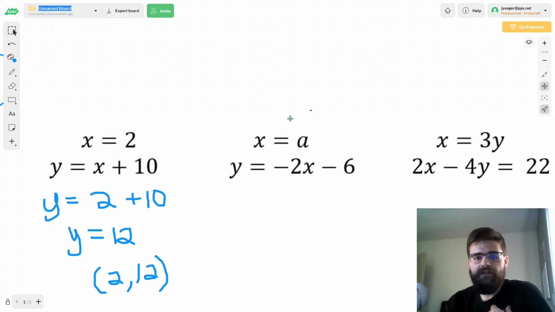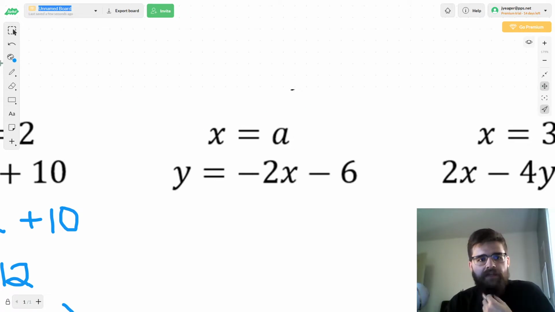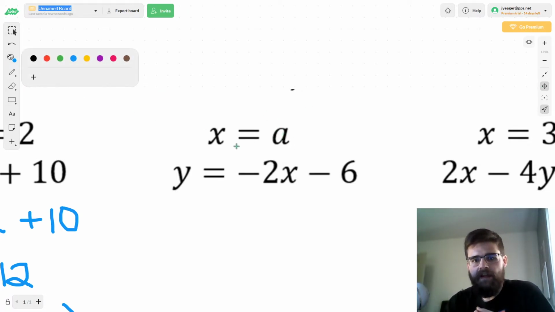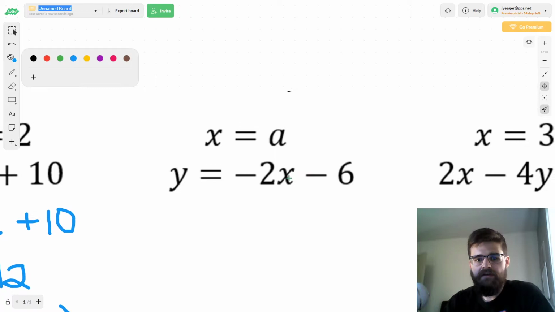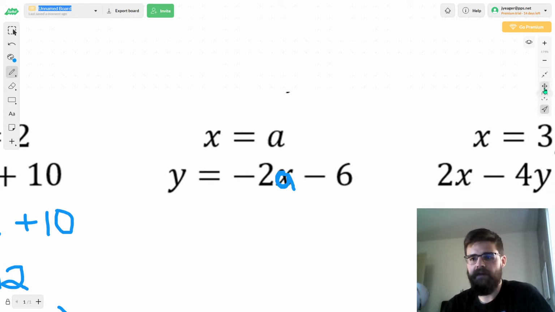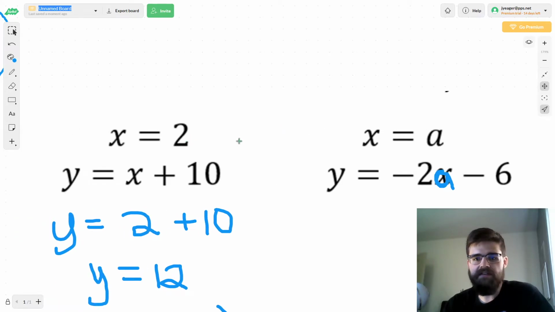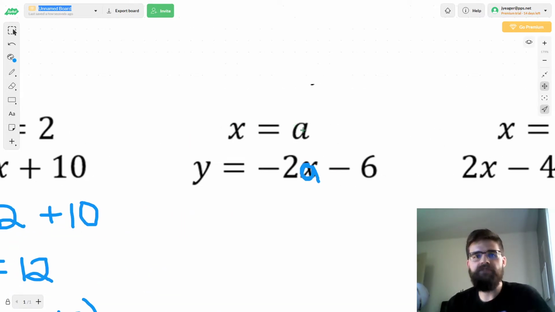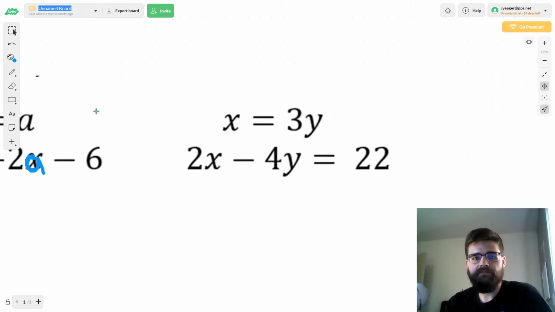Cool, let's take a look at another one here. So this one's a little more abstract. Anytime we have an x, we could replace it with an a. So if I were to rewrite this equation, I can just replace the x with an a. That's the general idea, right? So it doesn't have to be constant necessarily. We can replace variables if we know they're equal to each other.